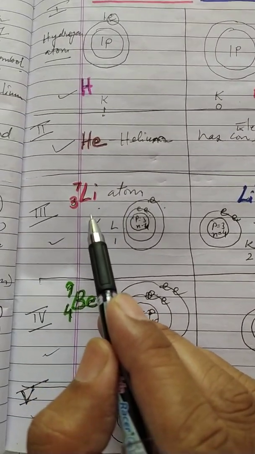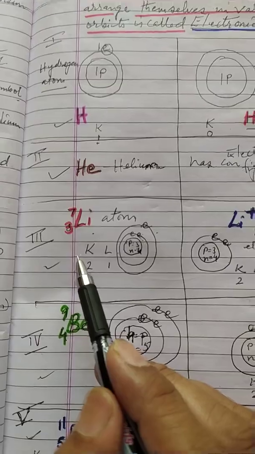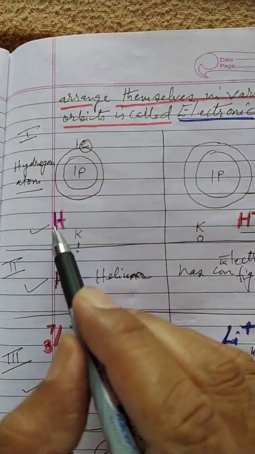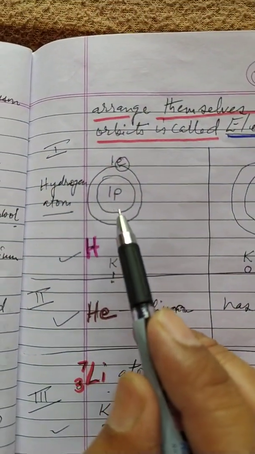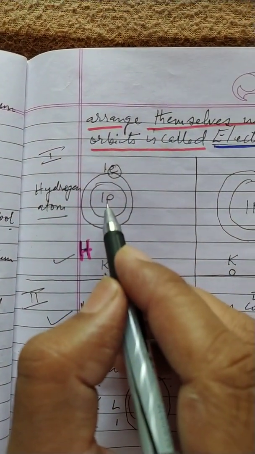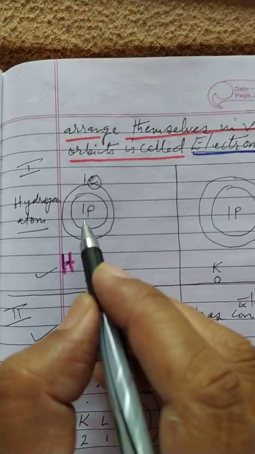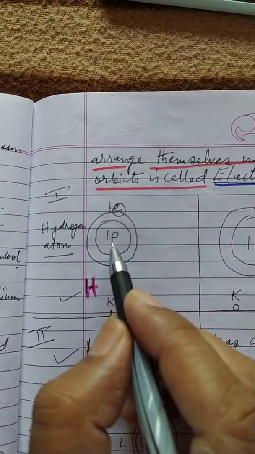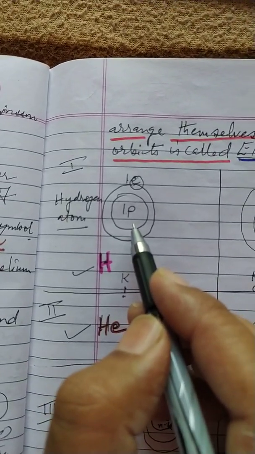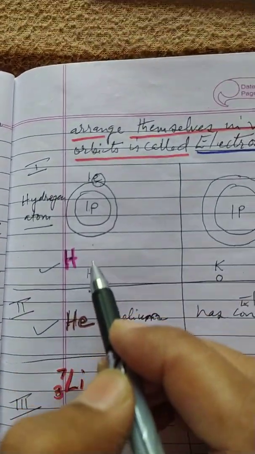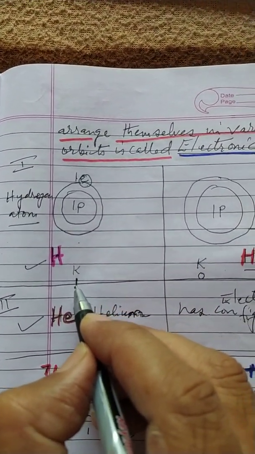Okay children, is it clear? You can look at the video several times and you can revise. So let us see one by one. Here is a neutral atom of hydrogen. As I told you, hydrogen has got only 1 proton in its nucleus. It has got no neutron in its nucleus. This is a very important question which is asked. Then we see it has got 1 electron in its first shell. So its electronic configuration is 1.